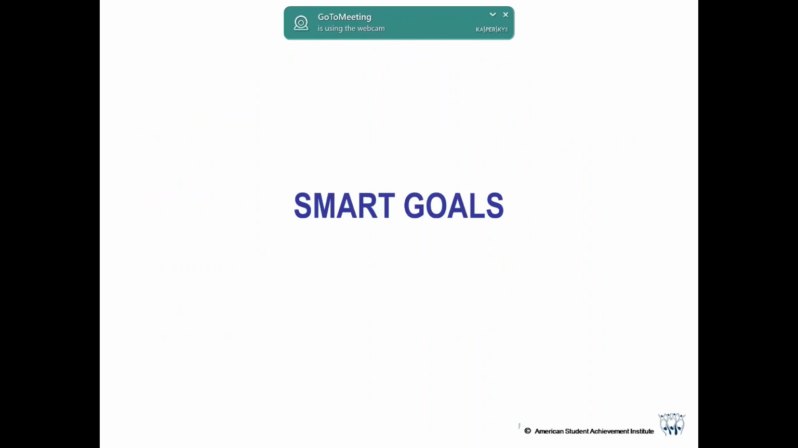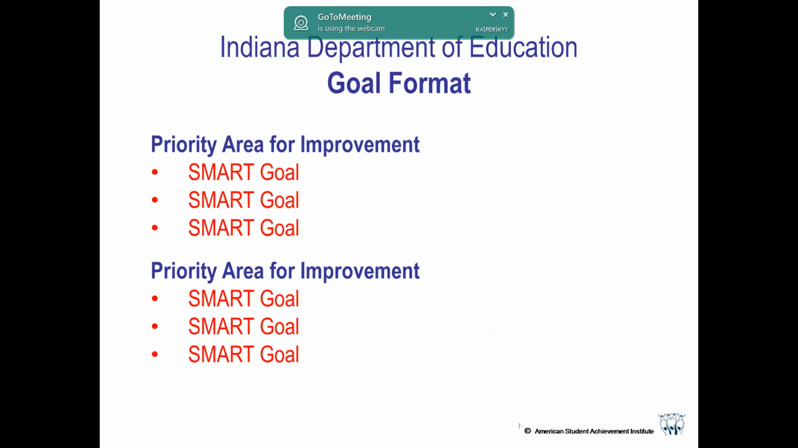Okay, so now let's talk about the SMART goals. SMART goals are what it's all about. We want those broad goals, but in terms of driving student achievement, it's the SMART goals that drive your student achievement. So reminder, your SMART goals are going to fall under one of those broad areas. That's kind of the organizational structure for your goals.